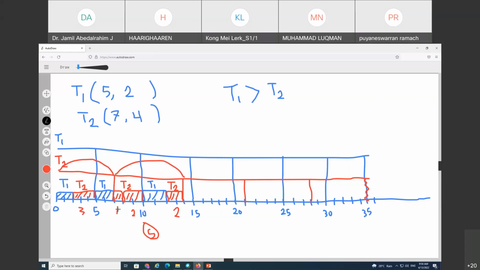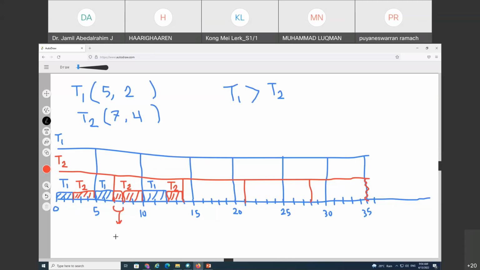From 7 to 8, correct? Yep, 7 to 8. That's the way to find the missed deadline, because in the question it will ask you to schedule these tasks following rate monotonic and EDF and specify the missed deadline. You have to specify it like that.